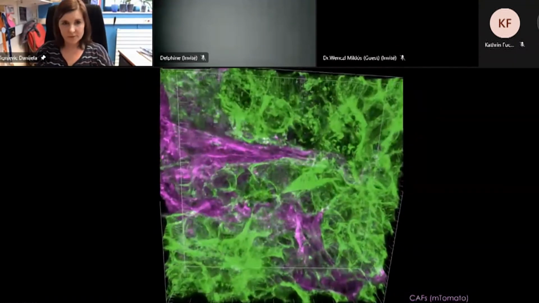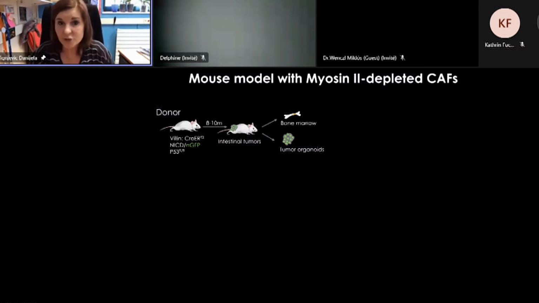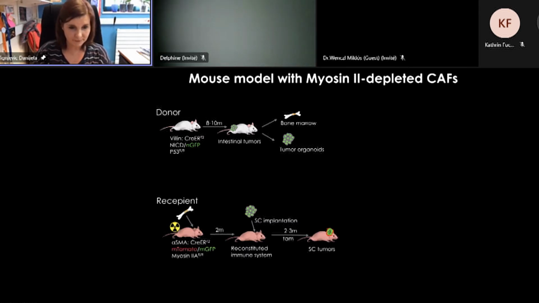Now, to ask the question whether the contractility of the fibroblast is important for formation of those intratumoral capsules, we decided to take those organoids or tumoroids from the mouse I just described and then graft them into the immunocompetent mice in which we can inhibit contractility or myosin 2 specifically in alpha SMA positive cells. For simplicity, I would say CAFs.